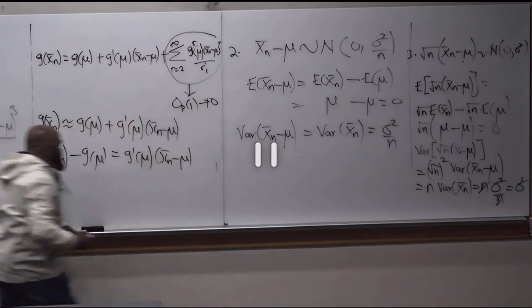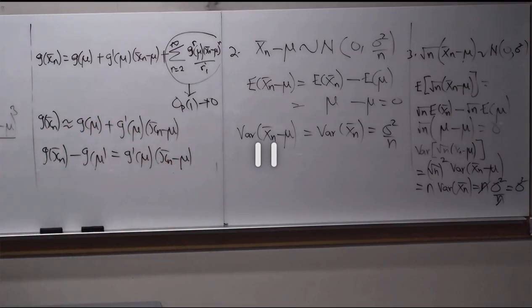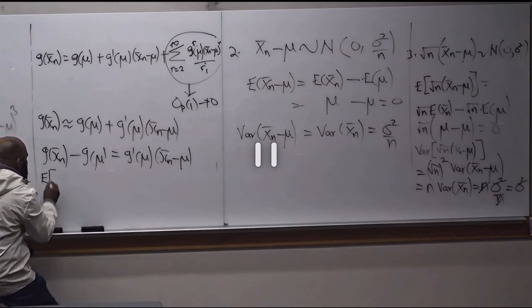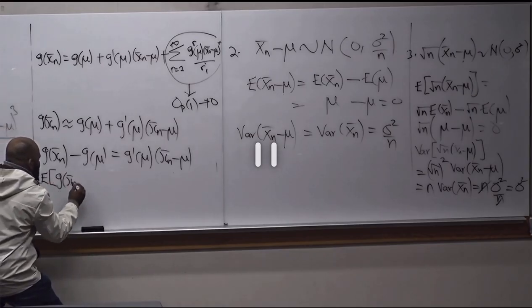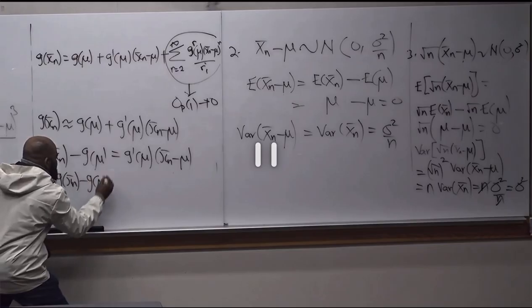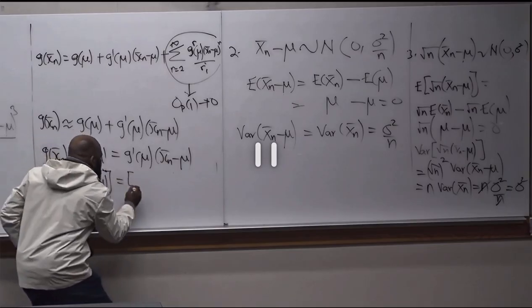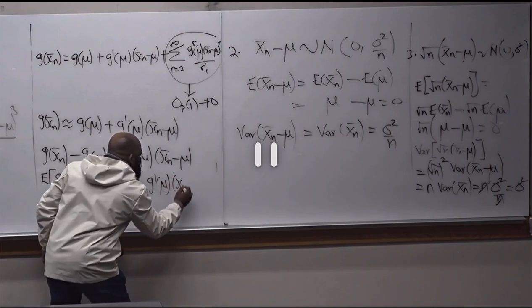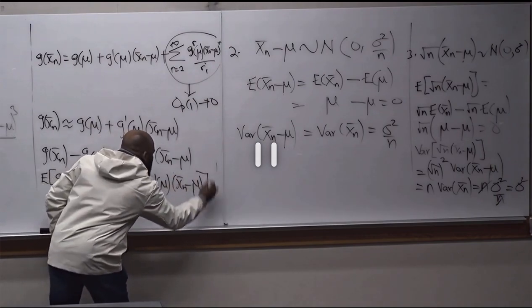Can you see that? I'm going to be left with that, right? If I'm left with this, if I have this minus that equal to that, okay, if I take the expectation now, what is the expectation of this guy? It's going to be expectation into g prime of mu, okay, x bar minus mu, okay?